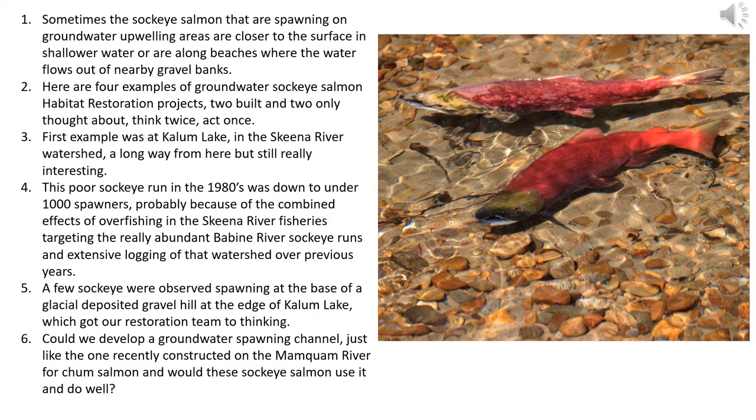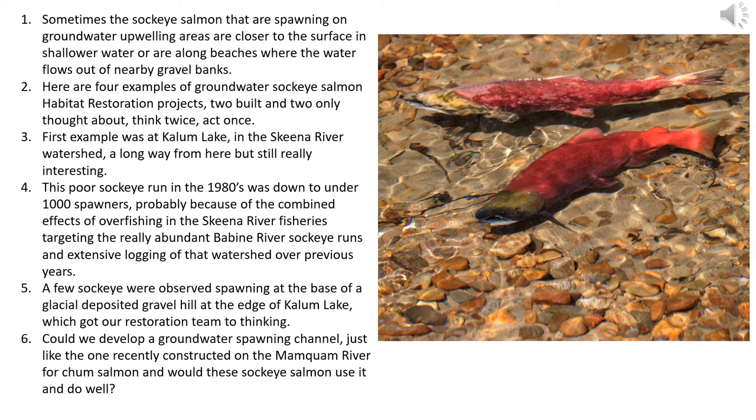So sometimes the sockeye salmon that are targeting groundwater upwelling areas are found closer to the surface. It's often just the geology, how that water moves through aquifers and where it actually discharges. Sometimes it can be slightly above the surface, in an example I'll actually talk about, or just below the surface on the beach. And I'm going to give two examples where we have tried some salmon habitat restoration with some success. So the first example was at Calum Lake in the Skeena River watershed.